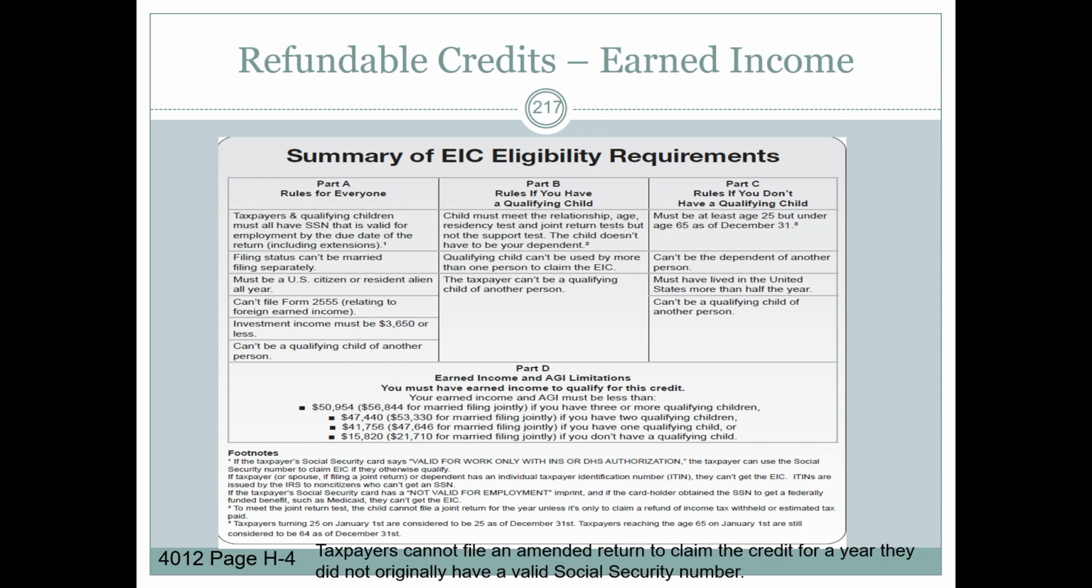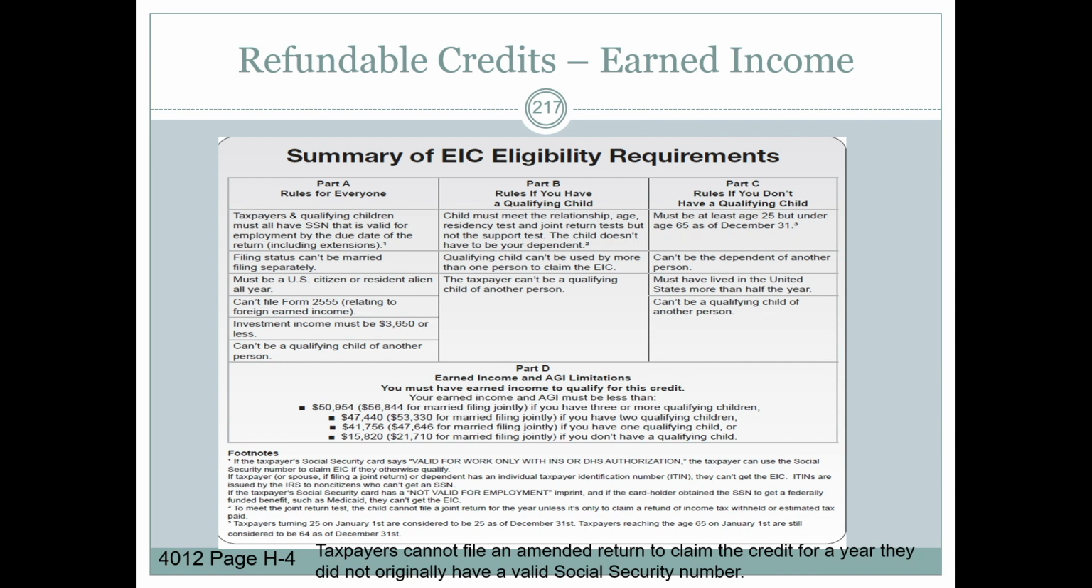To meet the joint return test, the child cannot file a joint return for the year unless it's only to claim a refund of income tax withheld or estimated tax paid. Taxpayers turning 25 on January 1st are considered to be 25 as of December 31st. Taxpayers reaching the age of 65 on January 1st are still considered to be 64 as of December 31st. And no worries, based on the information that you have input into TaxSlayer from the intake form, this is automatically factored in by TaxSlayer.